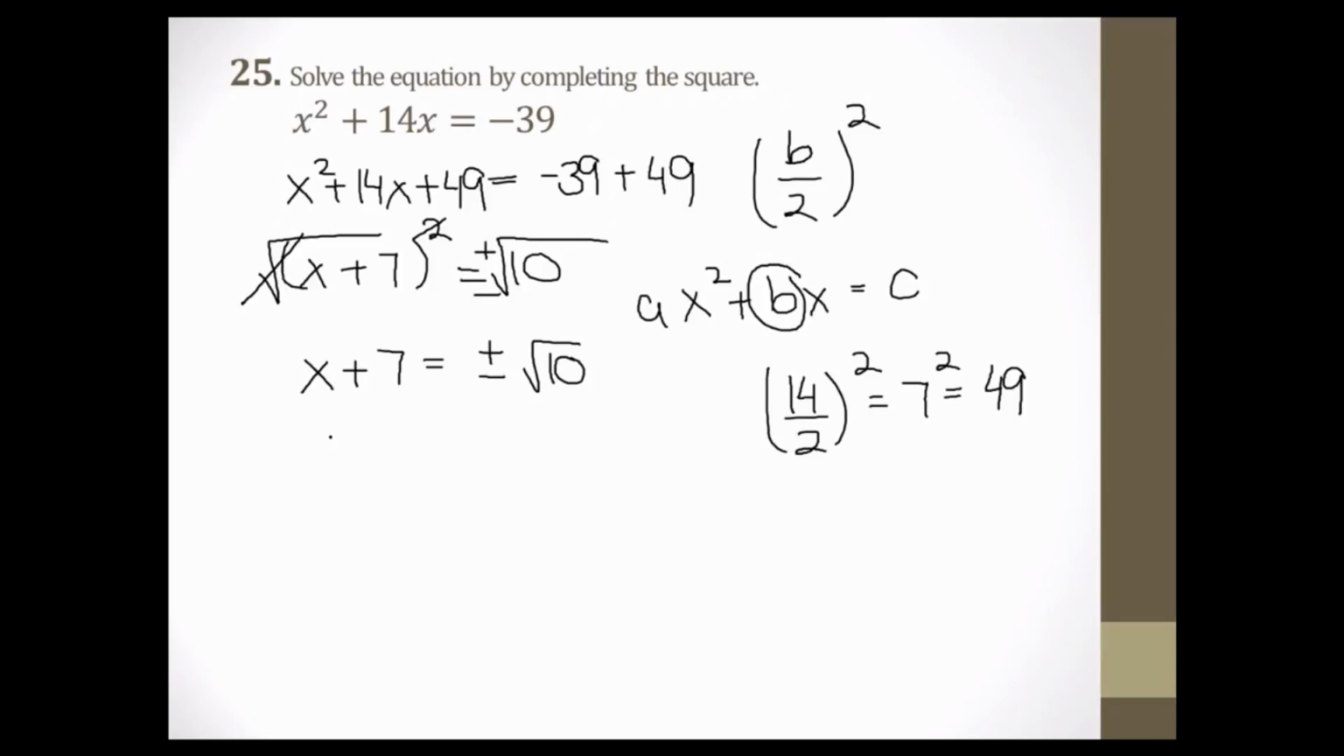But we need to solve for x, so let's subtract 7 from both sides. X equals negative 7, and like I said, we get two answers, positive square root of 10, but also x could equal negative 7 with a negative square root of 10. And because of this answer, that was the reason why we weren't able to just factor this problem in the beginning, why we needed to use a different method to help us. And in this case, this method is called completing the square.